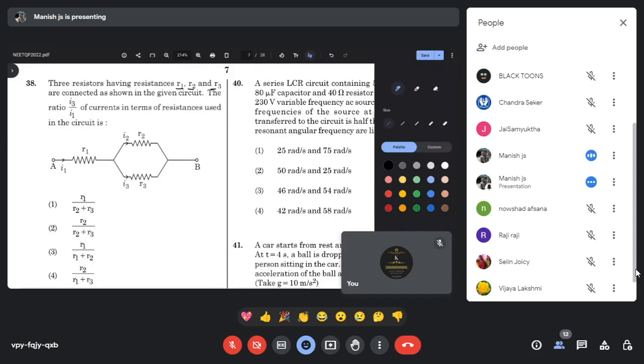So now I had taught you the current divider and voltage divider. So you can use that directly and find out the answer for this. Can you use that relation and find out? If you use that divider relation, the answer will come quickly. Otherwise, if you go with the conventional method, it will take more time. So one of you can try this question.